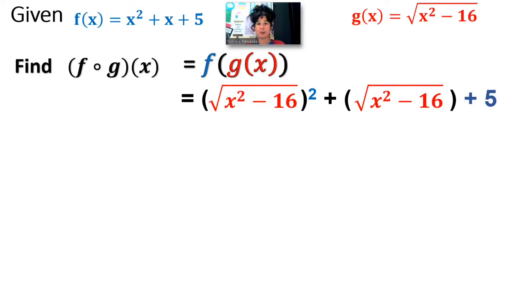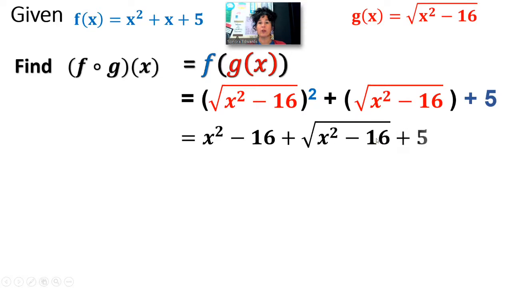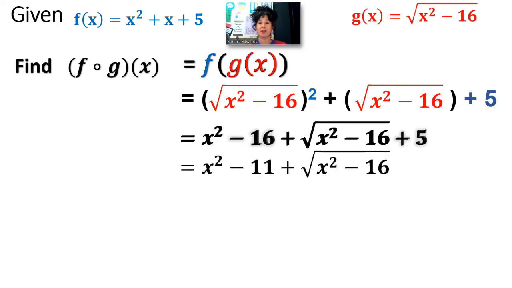Lastly, I need to simplify, and I'm going to be squaring a square root. So this one is just going to be x squared minus 16. We still have plus the square root of x squared minus 16 plus 5. I'm going to simplify just a little bit. -16 and 5 make -11. And that is our final answer for f composition g of x.